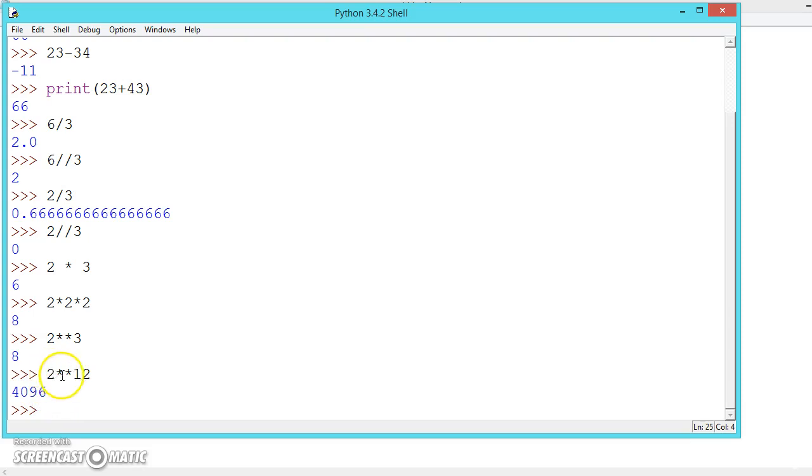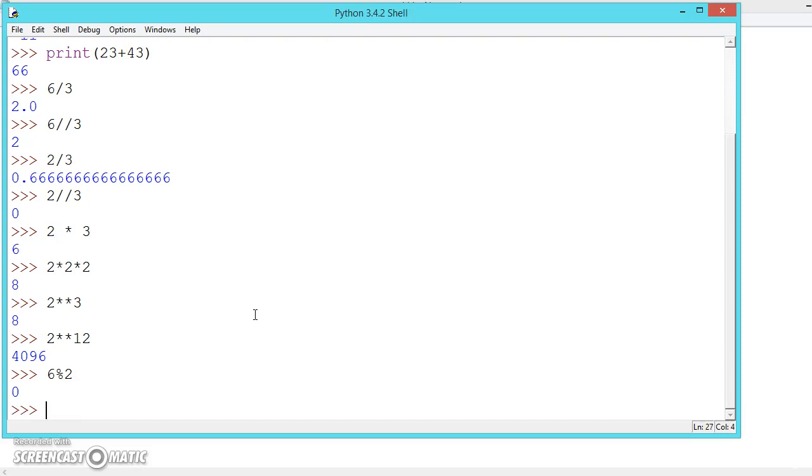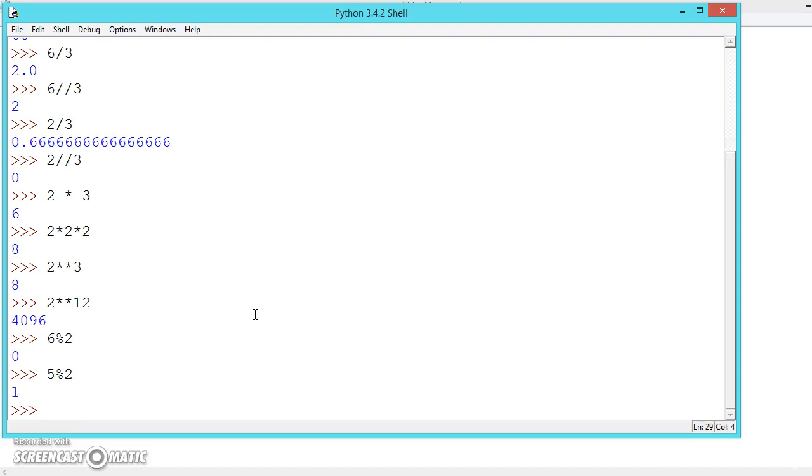Like this we can give the multiplication and power of, and if you want to use the remainder, we can use the percentage symbol. Let us say 6 modulus 2, 6 divided by 2, the remainder is 0. Suppose 5 modulus symbol 2, the remainder is 1. 2 2s are 4 and 5 minus 4 is equal to 1. Like this you can get the remainder also.